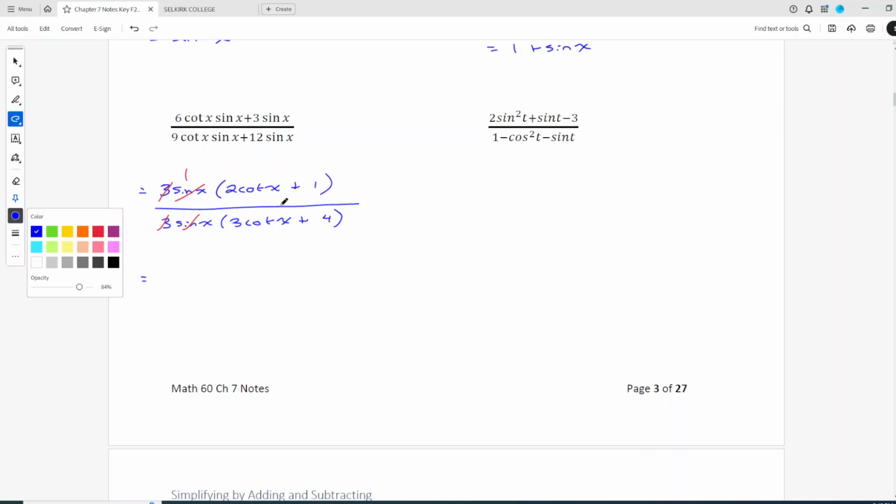And then there's so much tempting in here, right? That cotan x you just want to get rid of, but you can't. So my final answer would be 2 cotan x plus 1 over 3 cotan x plus 4. And I can't go any further.